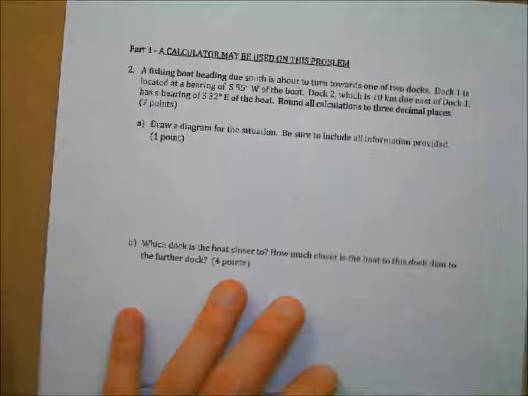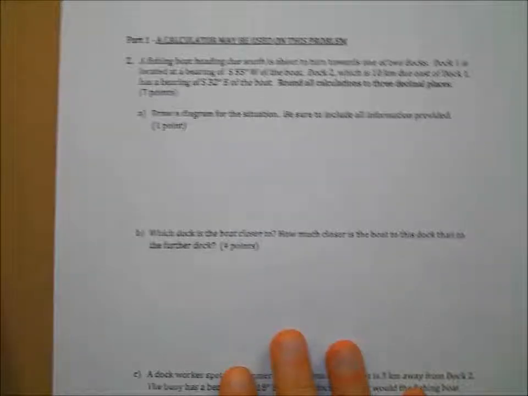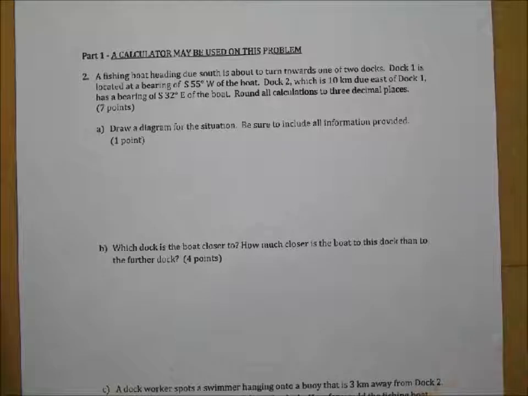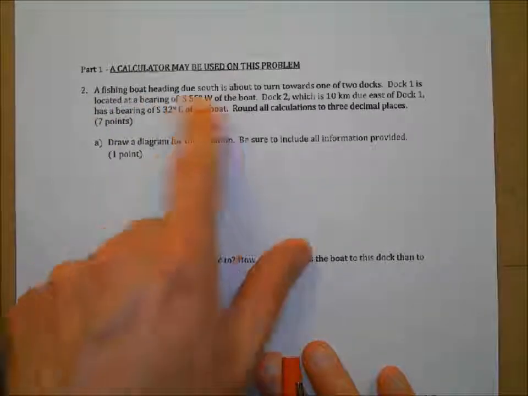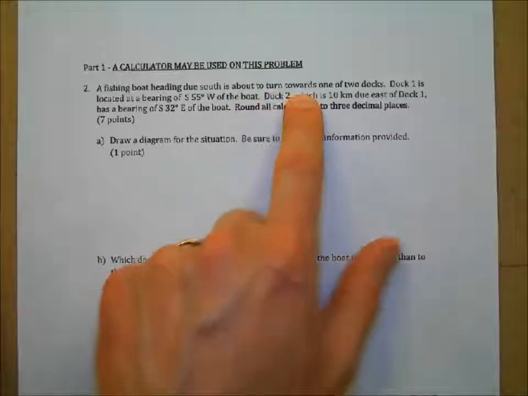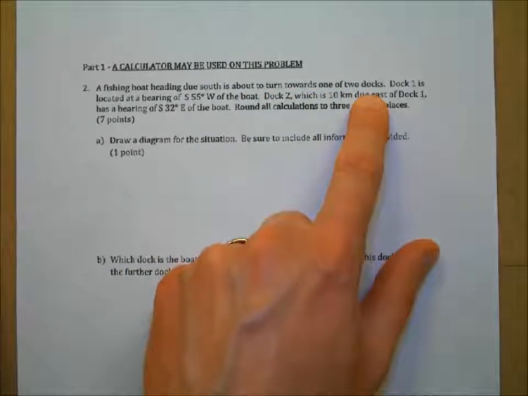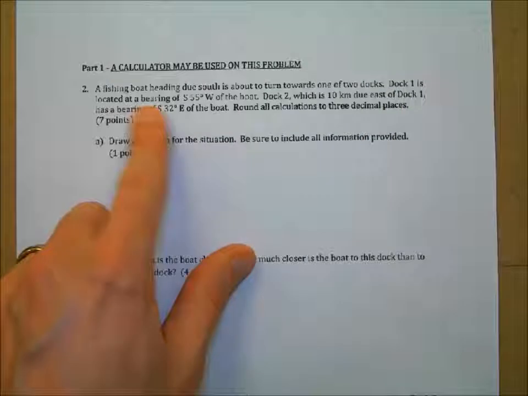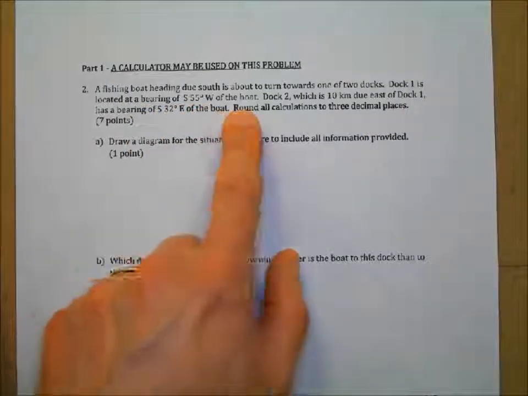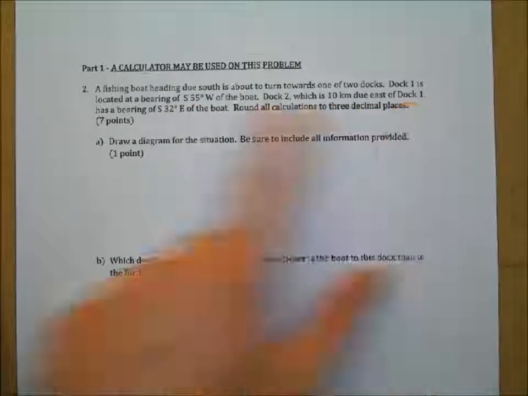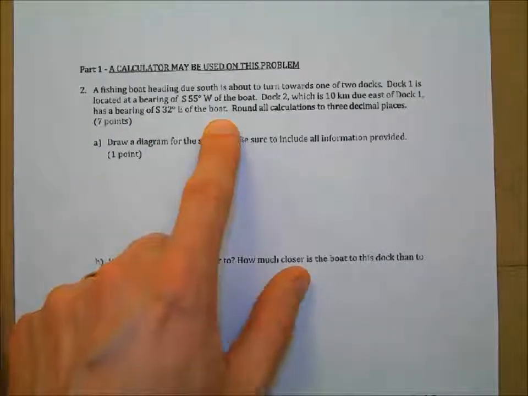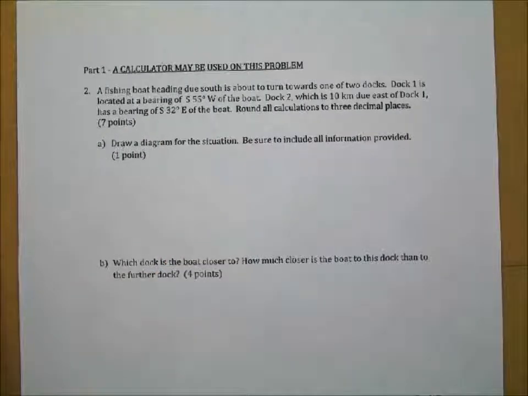Let's move on to this next one, which is more interesting, I think, because we have to make the picture ourselves. So, we've got a fishing boat heading due south, and it's about to turn towards one of two docks. Dock 1 is located at a bearing of south 55 degrees west of the boat. Dock 2, which is 10 kilometers due east of dock 1, has a bearing of south 32 degrees east of the boat. Round your calculations to 3 decimal places, 7 points.